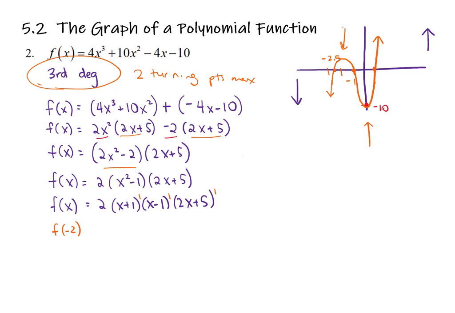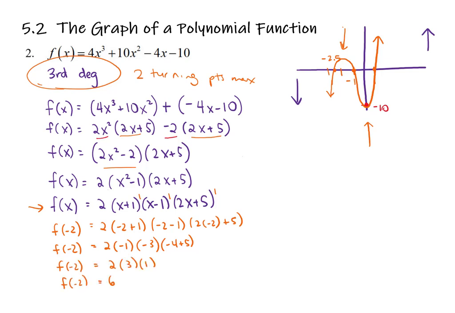And I have a choice. I could plug into my original function, which is the 4x cubed plus blah blah blah, or I can plug it into the factored function, and that's the one I actually like to plug it into better. It's a little bit easier for me to simplify these pieces than to try to come up with negative 2 to the 3rd power and other things like that. And so there we have it. We have another point, which is negative 2, 6. So we just need to make sure that this value right here, that is height, goes through at 6.